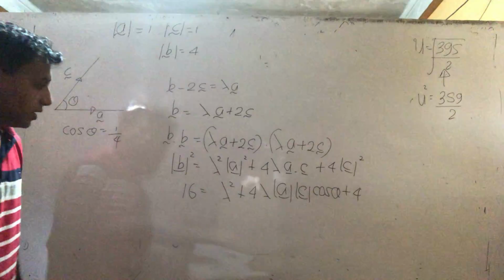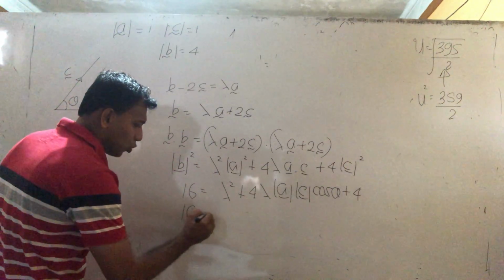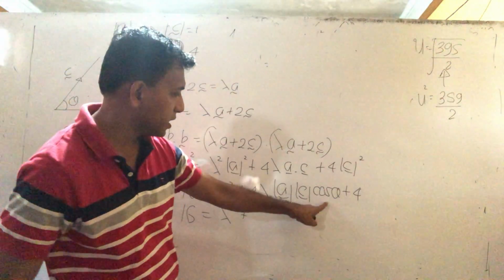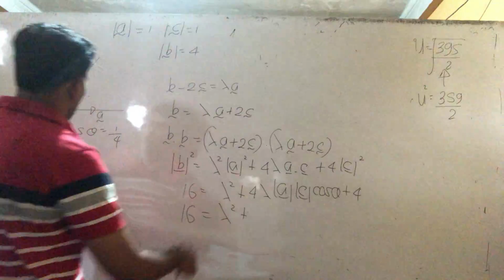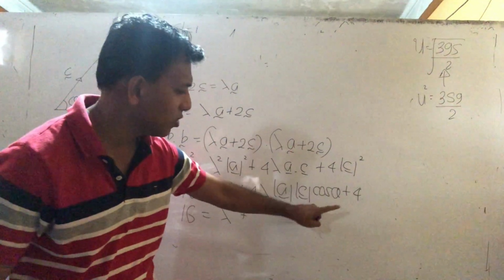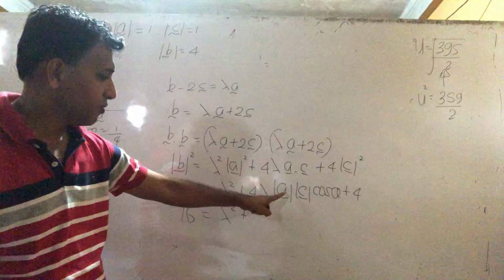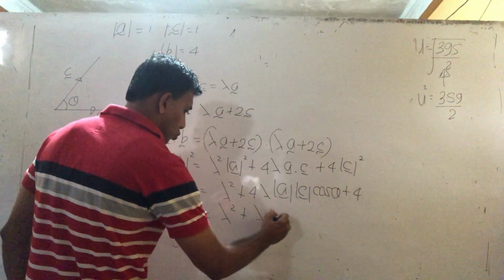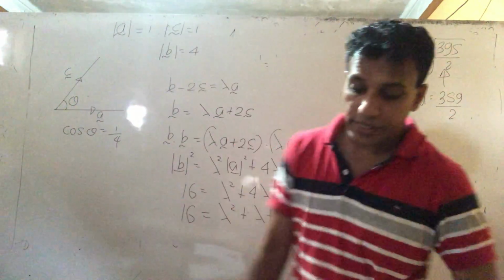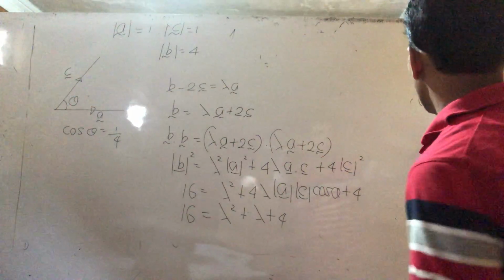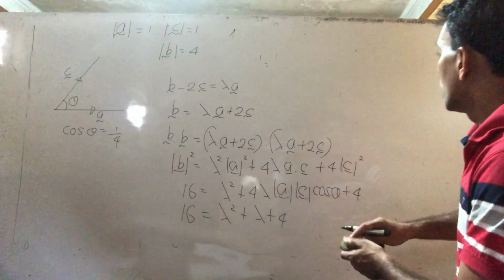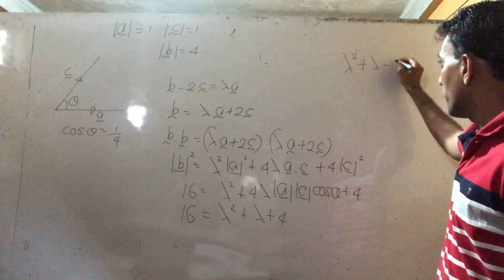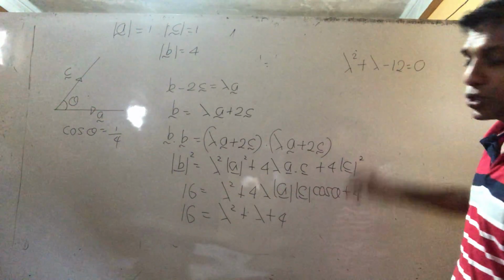And to simplify, we get a quadratic equation in terms of lambda. Here you know A is 1, C is 1, cos theta is 1 over 4, so the 4 cancels, right? Therefore A is 1, C is 1, therefore only lambda, is it? Lambda plus 4. Therefore your quadratic equation becomes lambda square plus lambda minus 12 equal to 0.